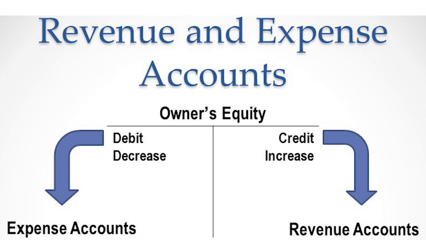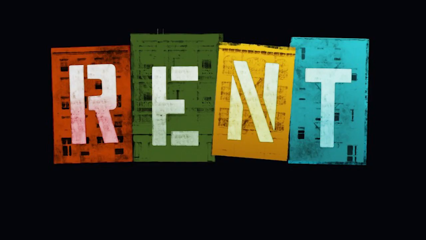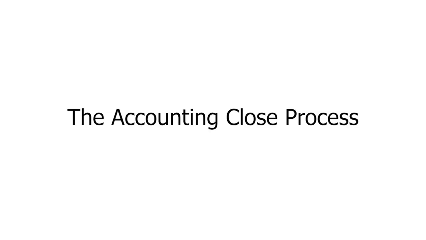In addition, you know that the point of using revenue and expense accounts is to track the operation of a business over a period of time. But we have not yet discussed how, for example, this year's rent expense is separated from last year's rent expense, given that both are recorded in the same account. The accounting close process is the answer to both of those questions.